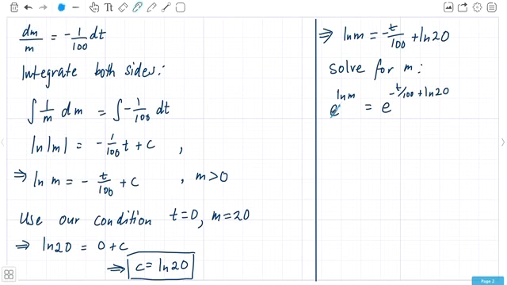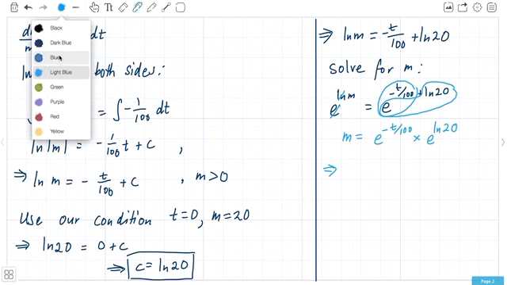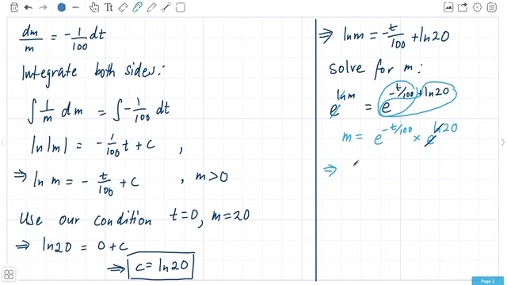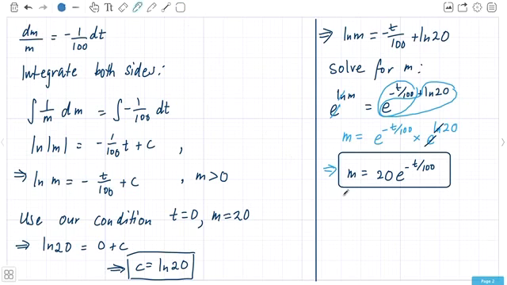Cool thing here is the e and the log cancel, so you get m equals e to the negative t on 100 plus log 20, which can be expanded. So it actually will end up being e to the negative t on 100 times e to the log 20. And the cool thing then that happens is the e and the log cancel. So we end up with m equals 20 times e to the negative t on 100, which is beautiful. So that's going to be our solution.